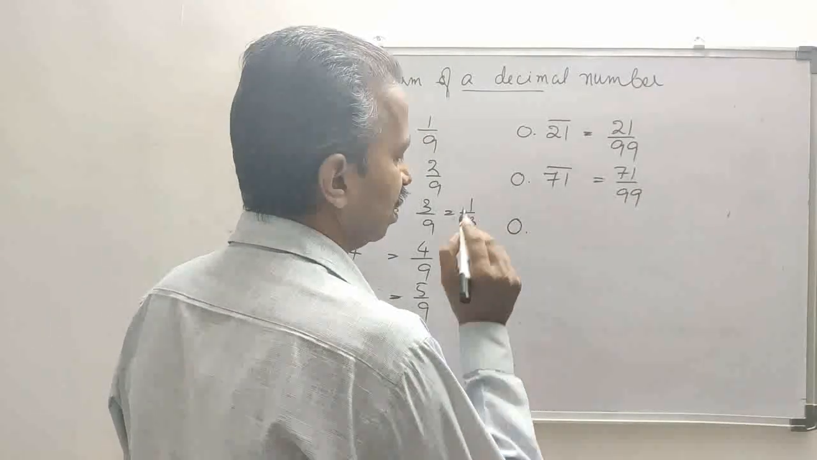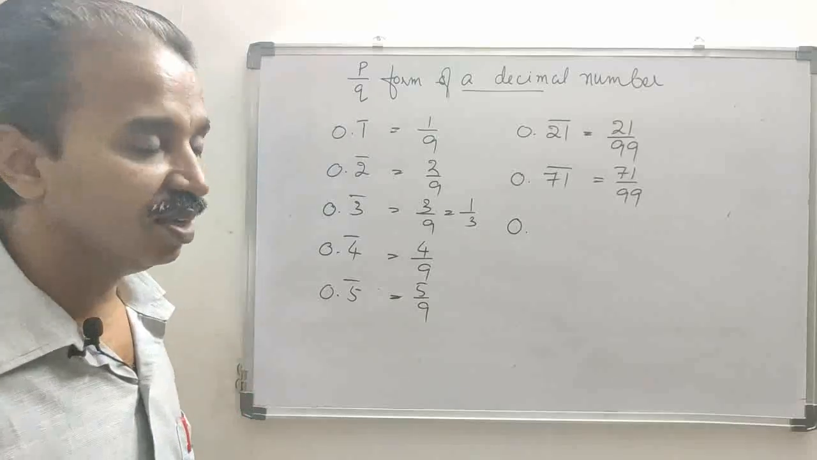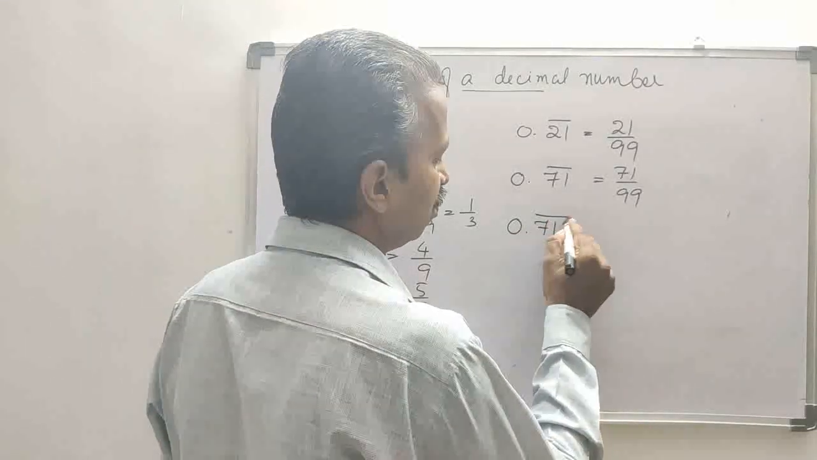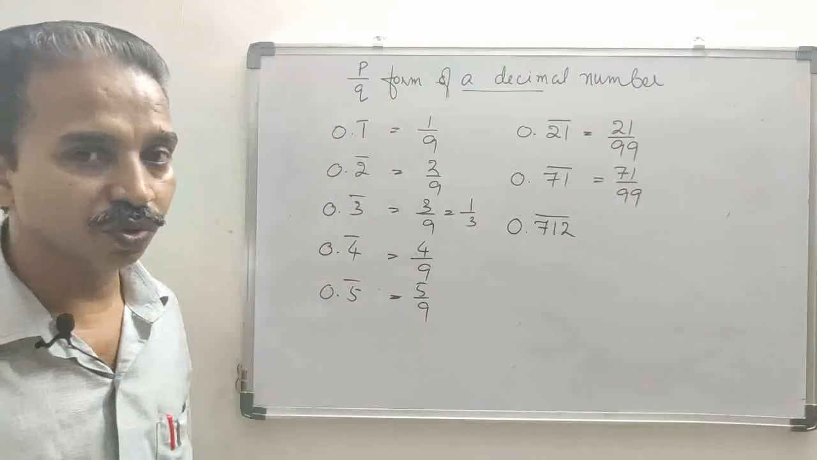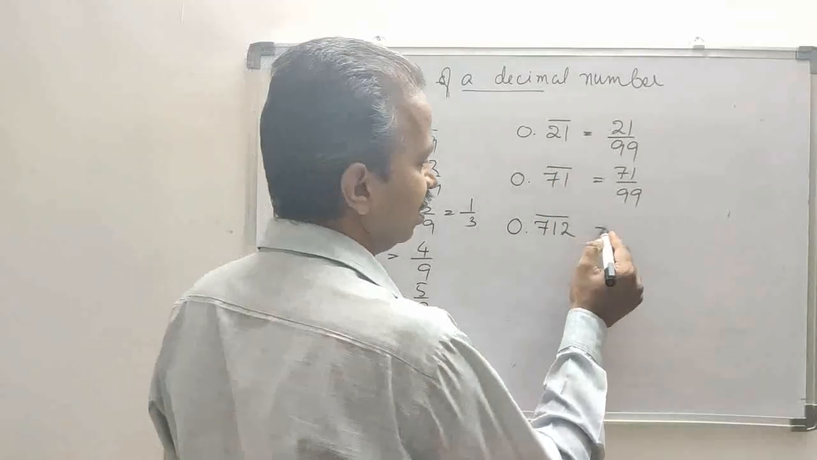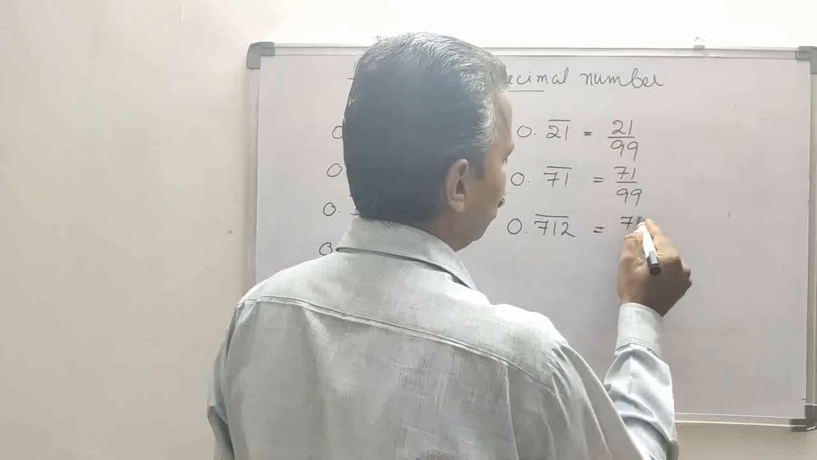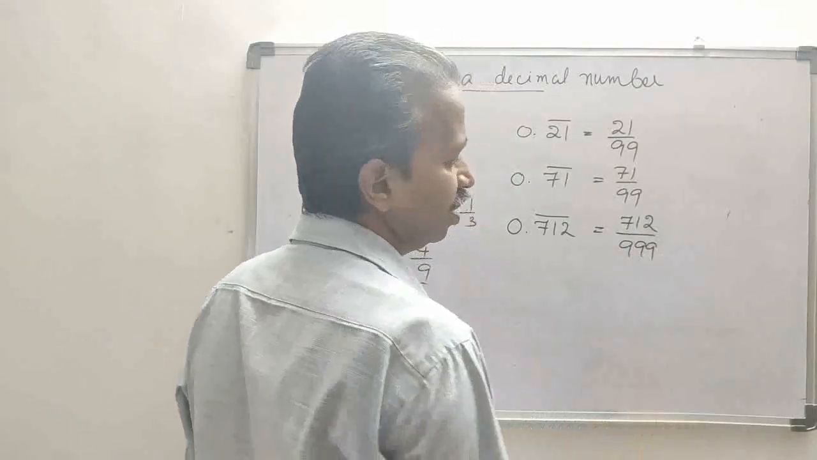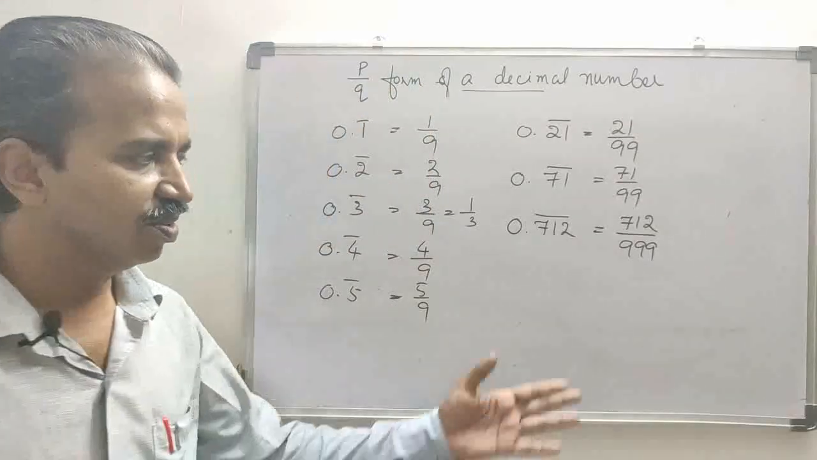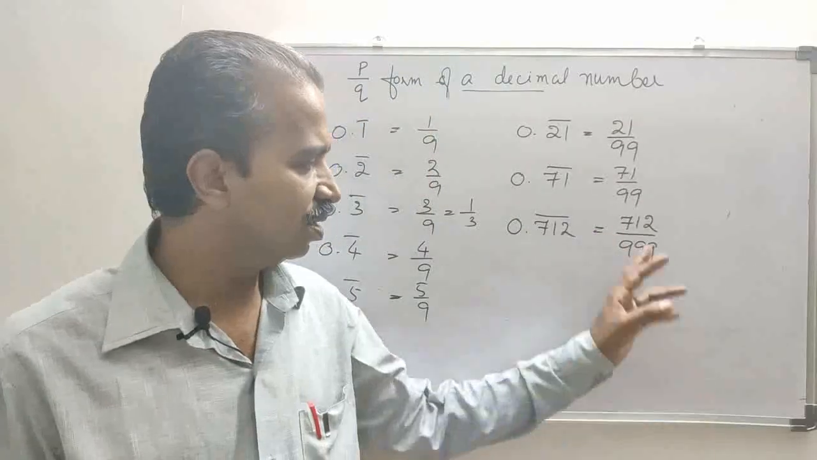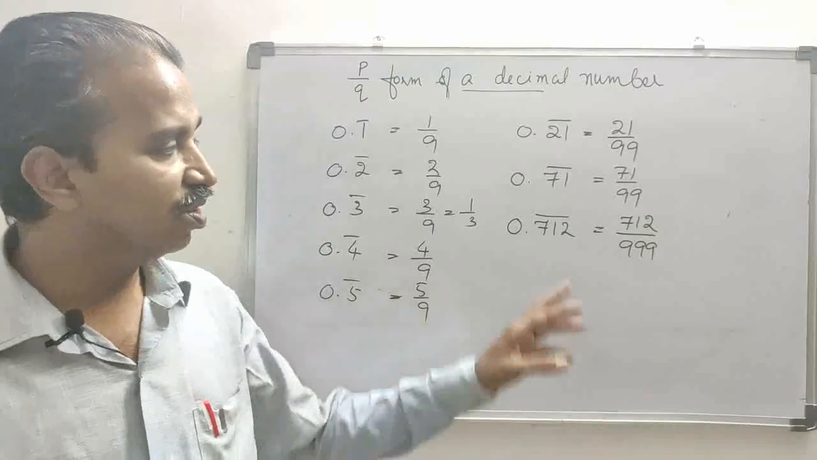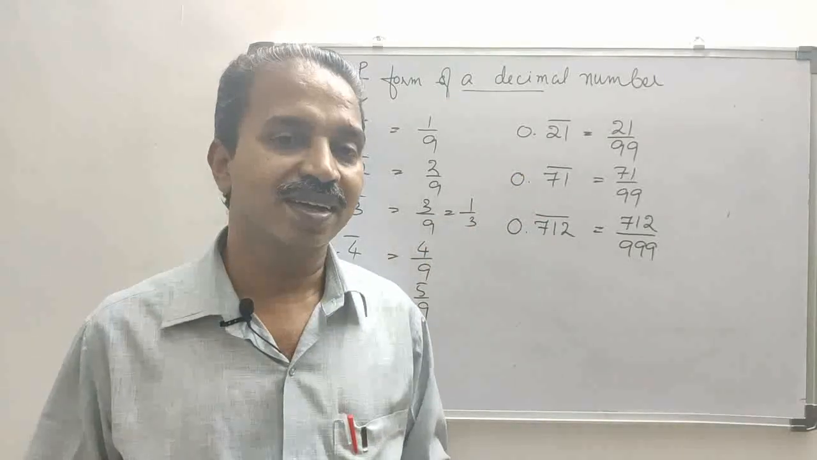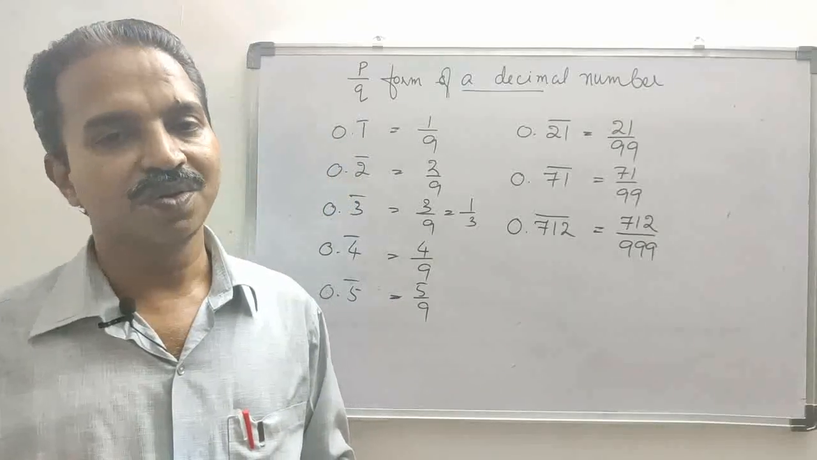Suppose there is a group of 3 digits recurring, that is 0.712 bar, that can be directly written as 712 upon 999. If there is a common factor, you can cancel it, but here there is no common factor. So this way we can directly write the p upon q form.